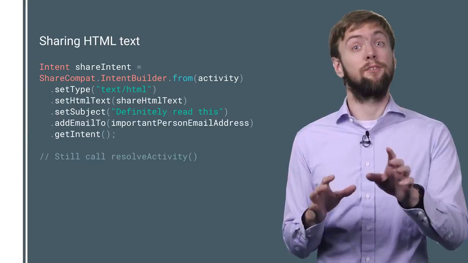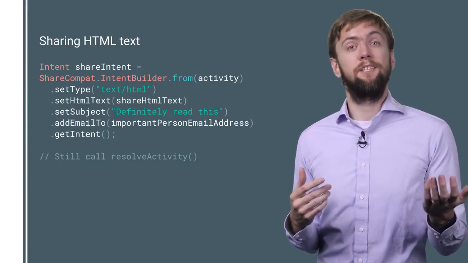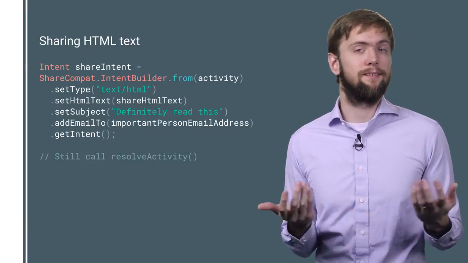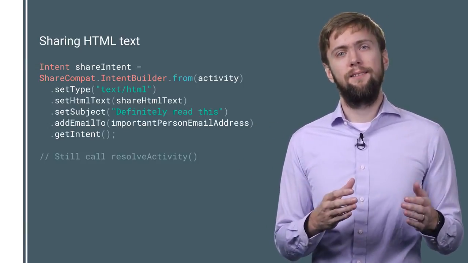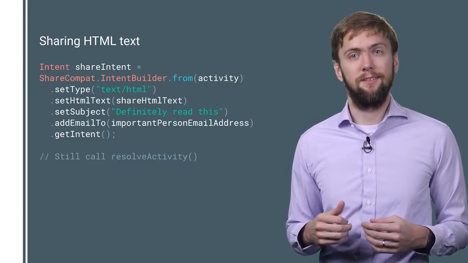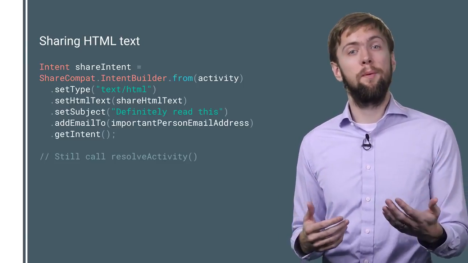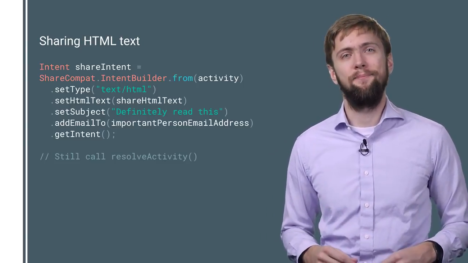That was too easy though. Let's do HTML text. Ooh, as an email. Well, not much more to it. HTML text uses setHtmlText. Makes sense. We added a subject, and we can add multiple To, CC or BCC email addresses. They only apply to email apps, but that's fine. Receiving apps can ignore them if they want. You just give it all you got.